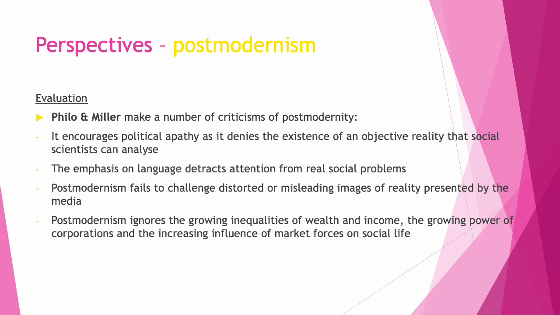Philo and Miller make a number of criticisms of postmodernity. It encourages political apathy as it denies the existence of an objective reality that social scientists can analyze. The emphasis on language detracts attention from real social problems. Postmodernism fails to challenge distorted or misleading images of reality presented by the media. And postmodernism ignores the growing inequalities of wealth and income, the growing power of corporations, and the increasing influence of market forces on social life.